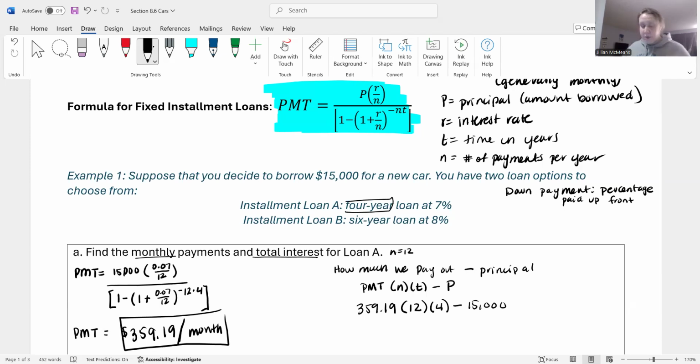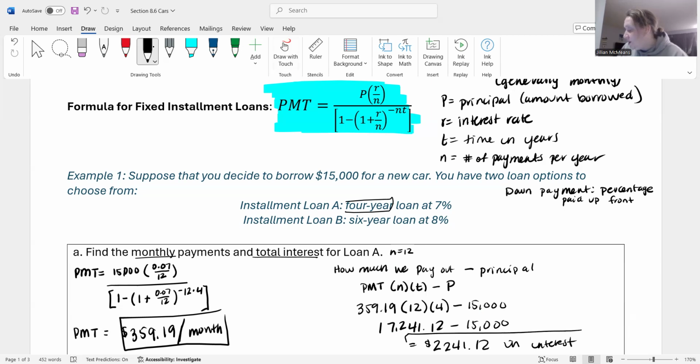So let's first of all figure out how much we paid out. I'm just going to use the handheld for this because it's just basic multiplication. So in your calculator, do 359.19 times 12 times 4. So over the life of this loan, over the 4 years, we paid out $17,241.12. We borrowed only $15,000. So the difference here is $2,241.12 in interest. So over the course of 4 years, you paid back your $15,000 plus $2,241.12 in interest. Okay? So that is loan A.